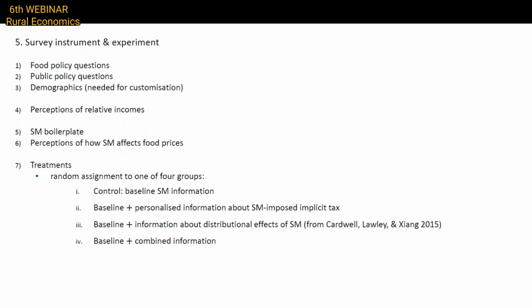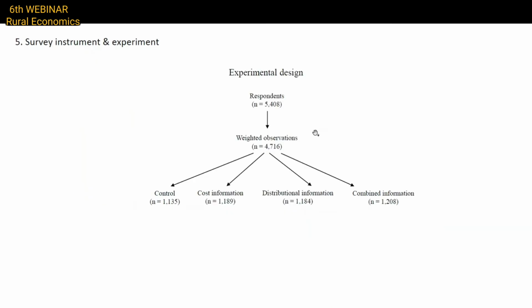And then we have a final group that gets both. Okay, so they get the baseline and they get both treatments. So those are our four groups out of that sample of people who answered our survey. So it kind of looks like this. We had 5,400 respondents. After we do sample weighting, some of them didn't answer questions we needed to weight, so we're down to about 4,700. And then we assign them randomly to one of these four groups, and these are sort of our samples. The control group, 1,200 get the cost treatment, 1,200 get the distributional effect information treatment, and then another 1,200 get combined. Okay, and these are our four groups that we're analyzing.